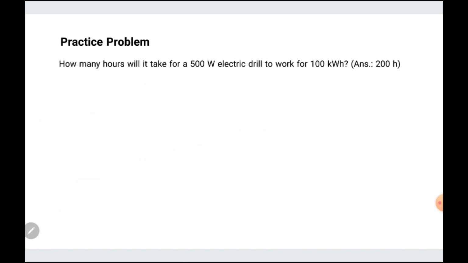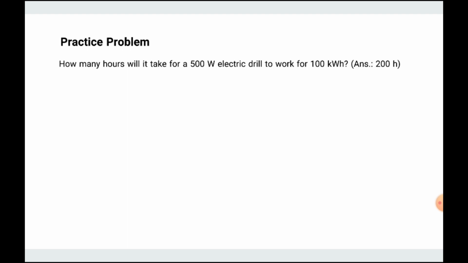Okay, I think this is the last one for this set. How many hours will it take for a 500 watt electric drill to work for 100 kilowatt hour? Okay, so we're given two units here. The other one is kilowatt hour. So we are actually familiar with kilowatt hour. Usually our electricity bills are in kilowatt hour. So it's how much kilowatt we use multiplied with the total number of hours we are using the, let's say, appliances, or we are consuming energy.